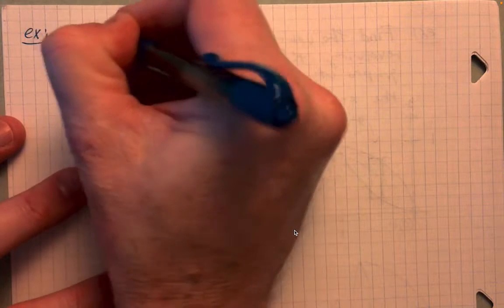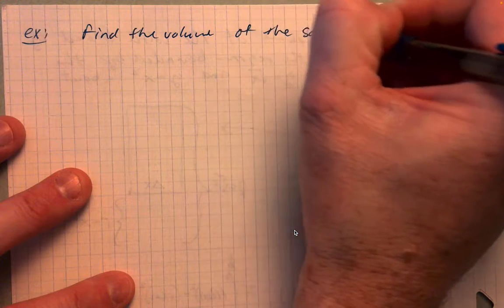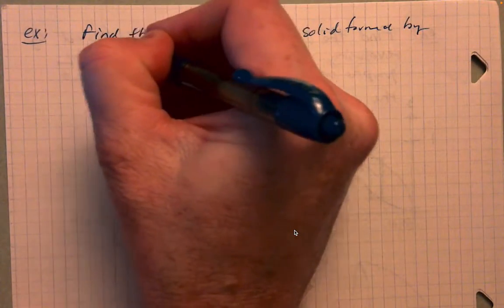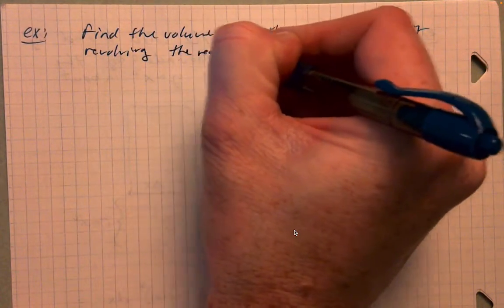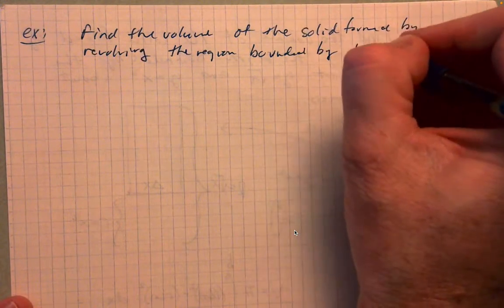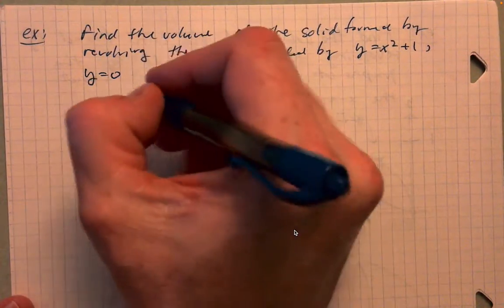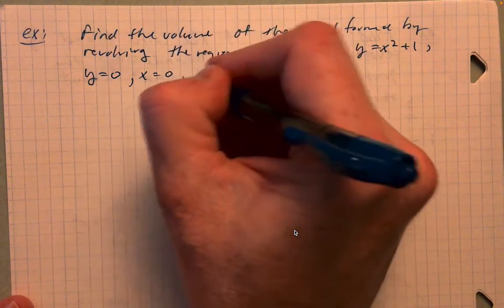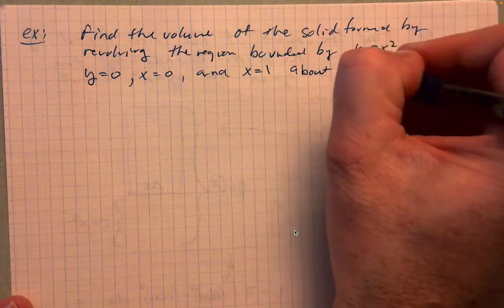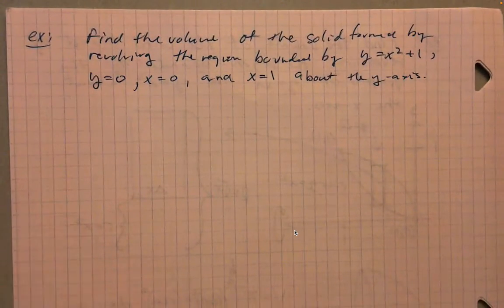Okay, so find the volume of the solid formed by revolving the region bounded by y equals x squared plus 1, y equals 0, x equals 0, and x equals 1 about the y-axis. All right, so about the y-axis, this is going to be a vertical axis of revolution.